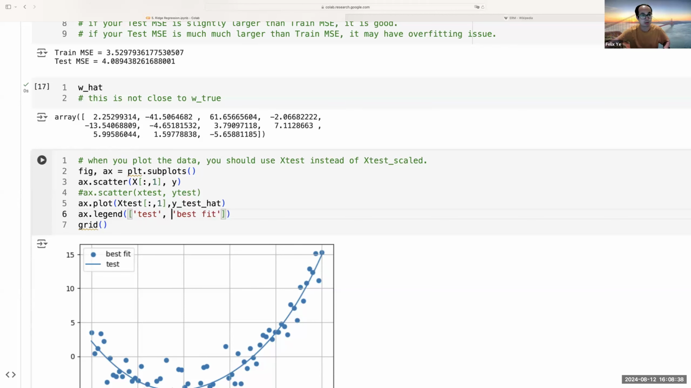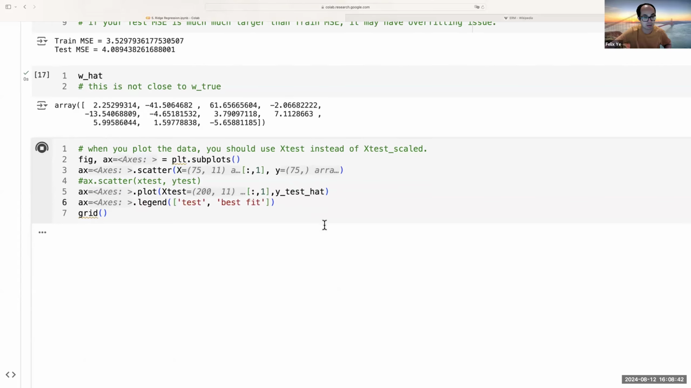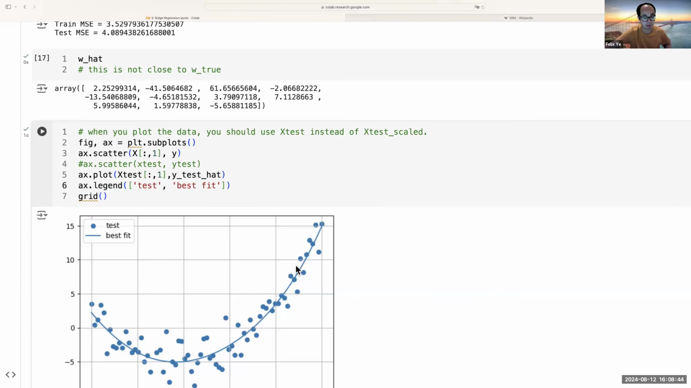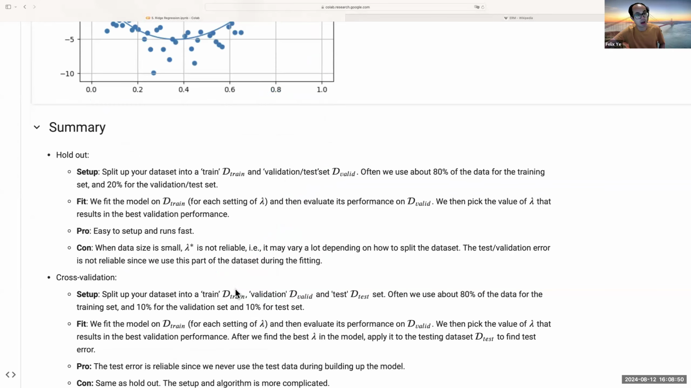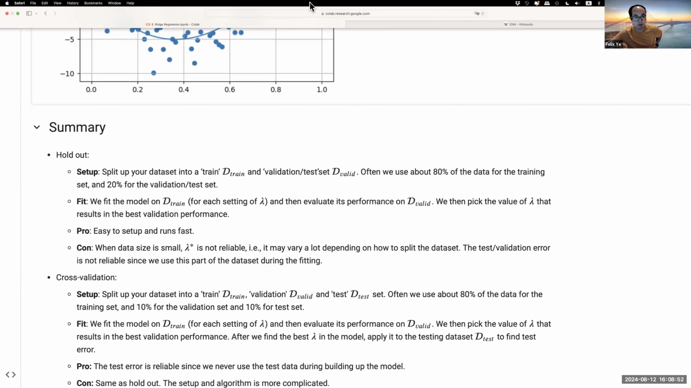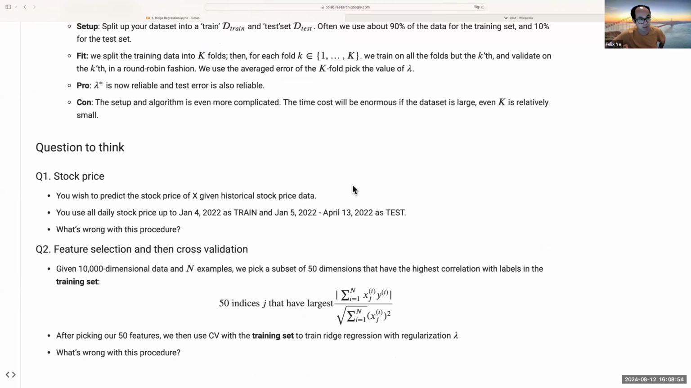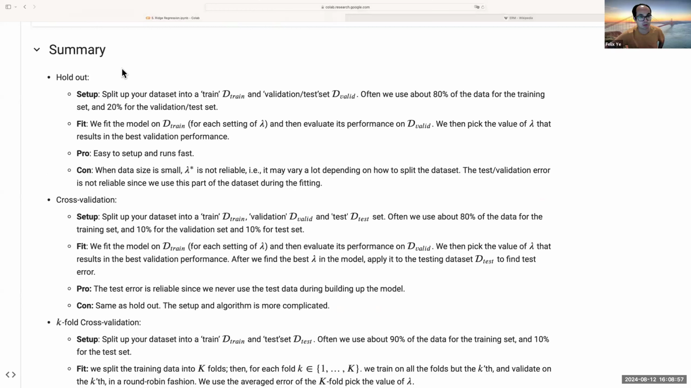Okay, so this should be good enough. But you can see it's quite fitting the data very well. So that's good. Okay, so here is a little bit of summary for everything, with various different strategies.